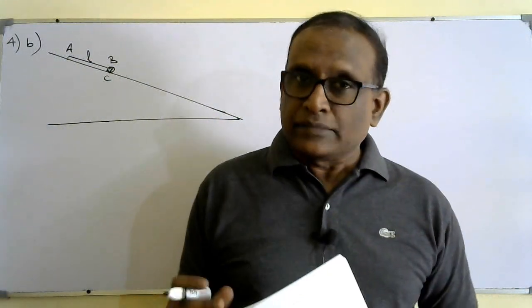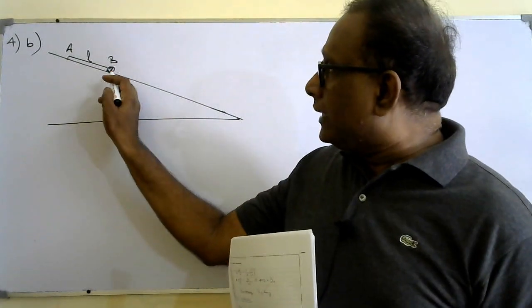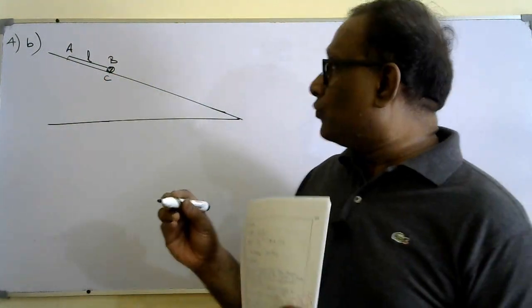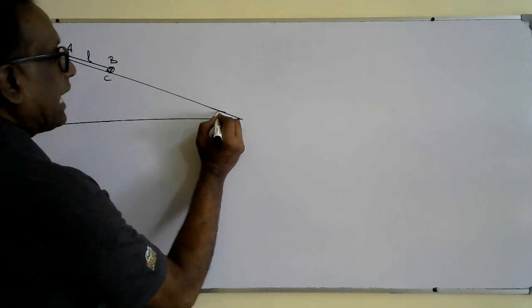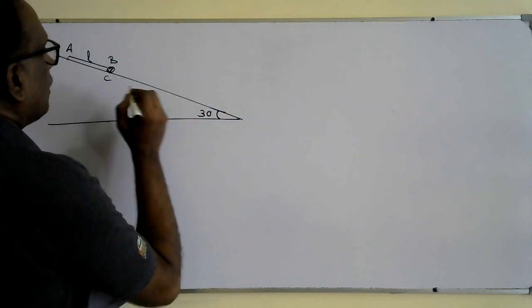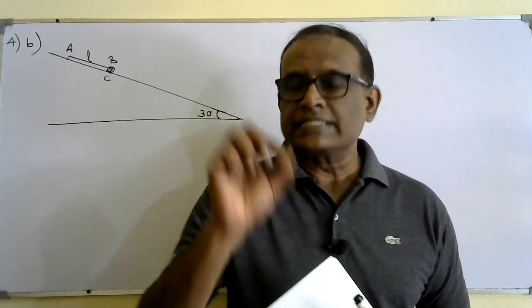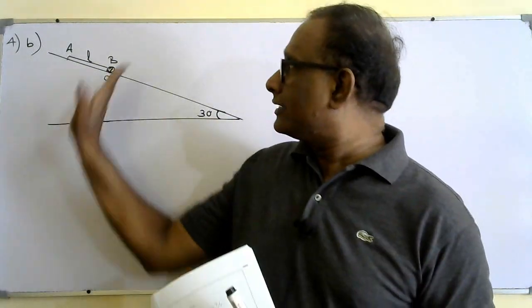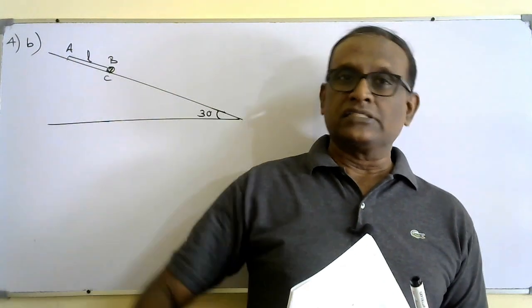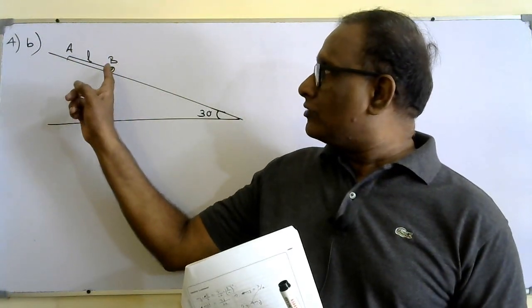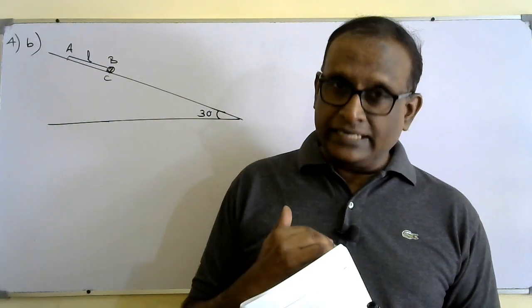So at the moment it's released, there will be a component of the weight downwards, that is mg sine 30. So the ball will accelerate downward. At the moment it is released, that's the only force. There will be a normal reaction, which is perpendicular to the slope, but we don't need it. So due to the component of the weight mg sine 30, it will accelerate downwards.